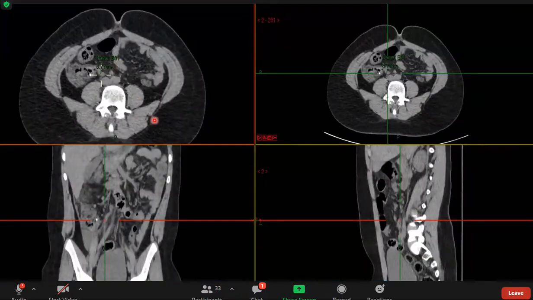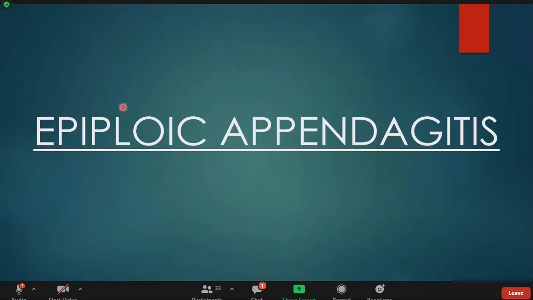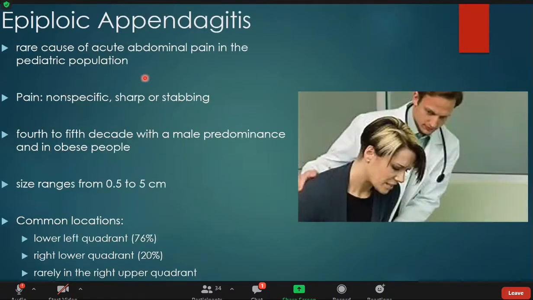We also checked for the appendix of the patient, which measures 0.6 centimeters at its widest diameter without periappendiceal fat stranding. So the patient was diagnosed with epiploic appendagitis. So what is epiploic appendagitis? It is a rare cause of acute abdominal pain in the pediatric population.